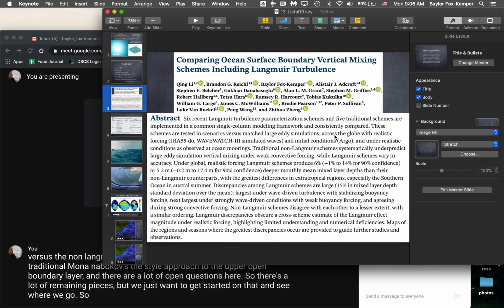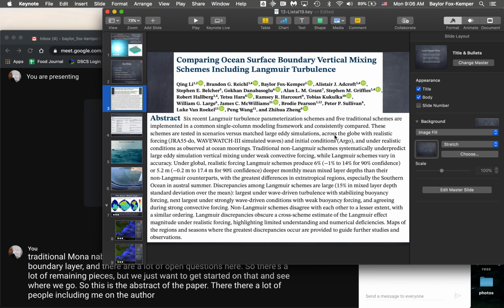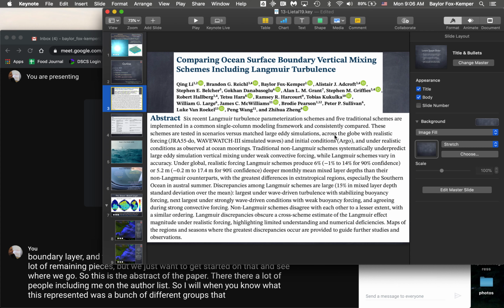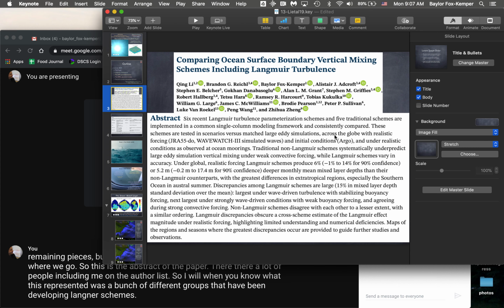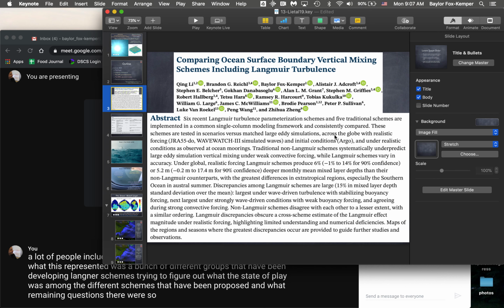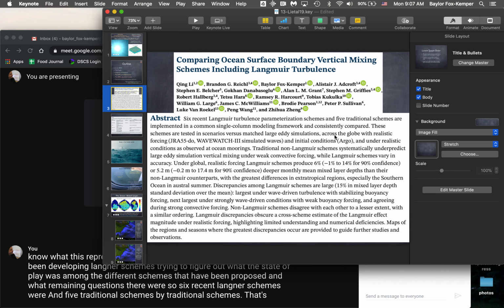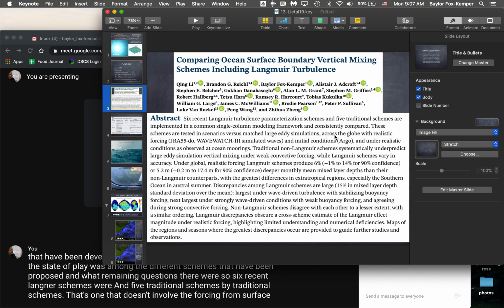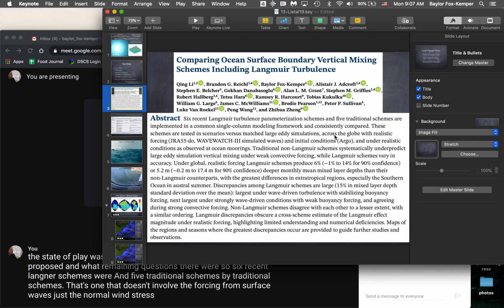So this is the abstract of the paper. There are a lot of people, including me, on the author list. What this represented was a bunch of different groups that have been developing Langmuir schemes, trying to figure out what the state of play was among the different schemes that had been proposed and what remaining questions there were. So 6 recent Langmuir schemes and 5 traditional schemes, and by traditional schemes, that's one that doesn't involve the forcing from surface waves, just the normal wind stress and convection forcing.